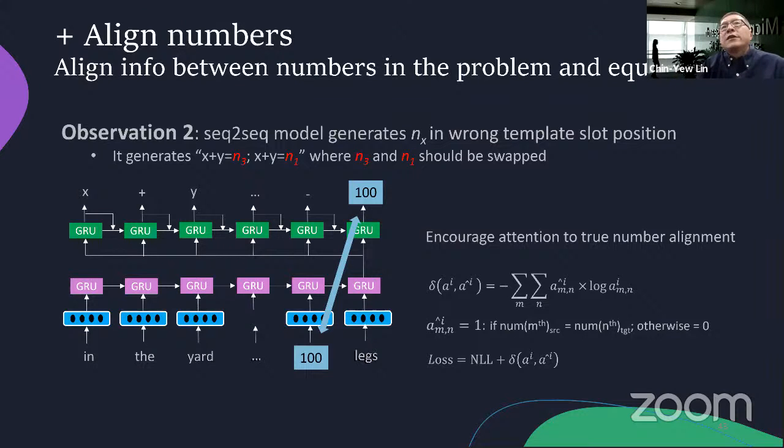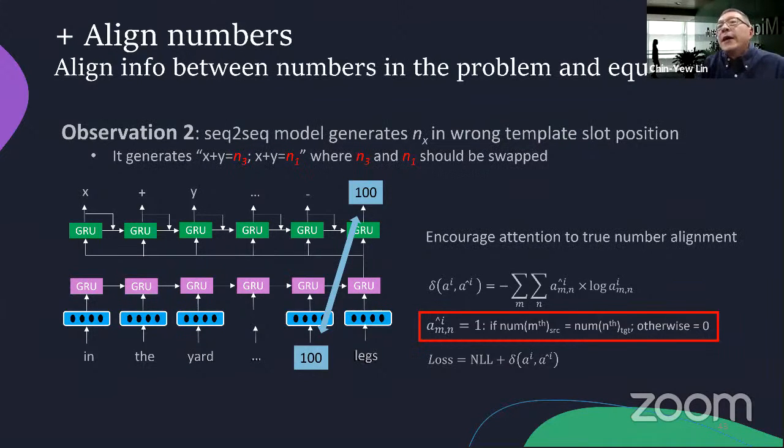So in this case, the sequence system doesn't really honor their slot positions, right? So we added a term here to make sure that if the number in the source sequence and the number in the target sequence are the same, we want the attention to pay attention to that. In this way, we enforce the attention to pay attention to the order of the position of their numbers in the equations.